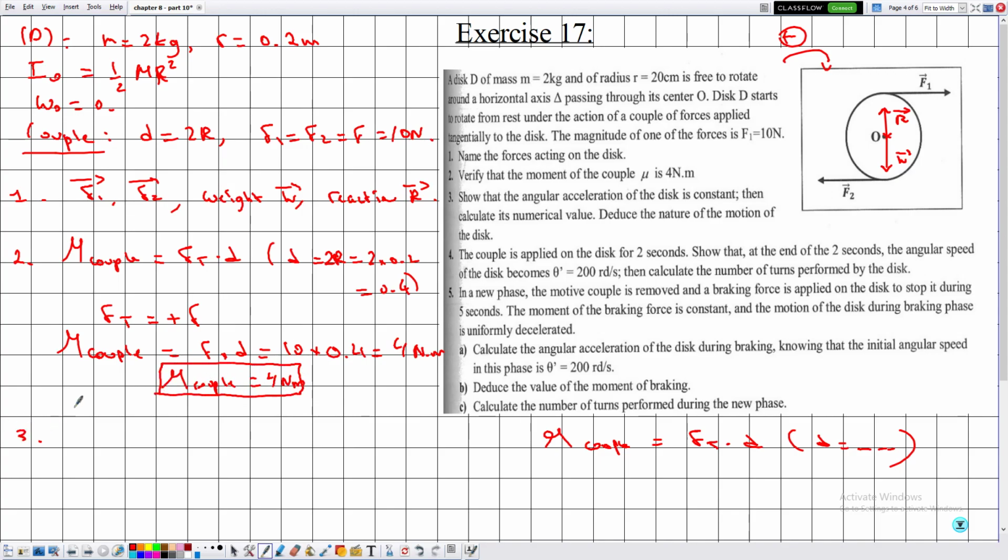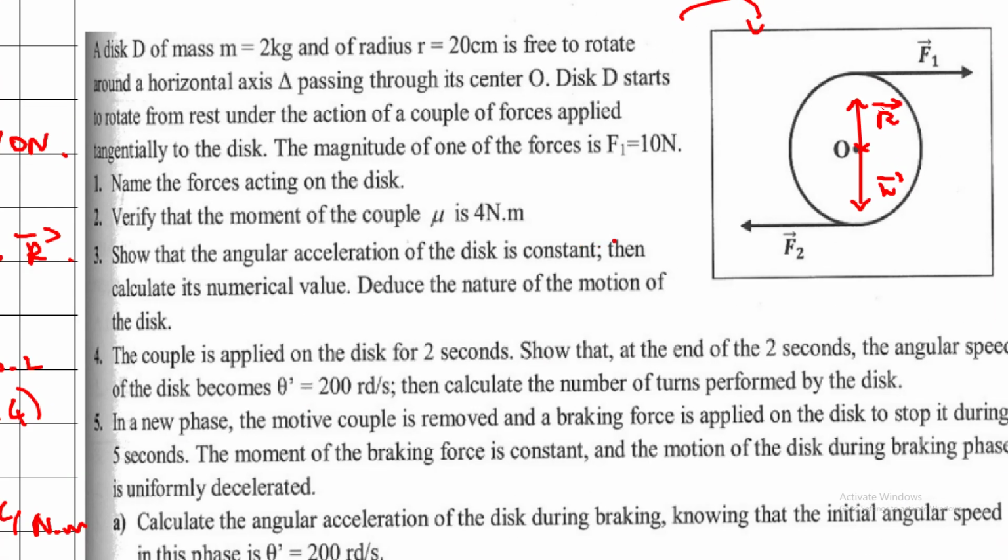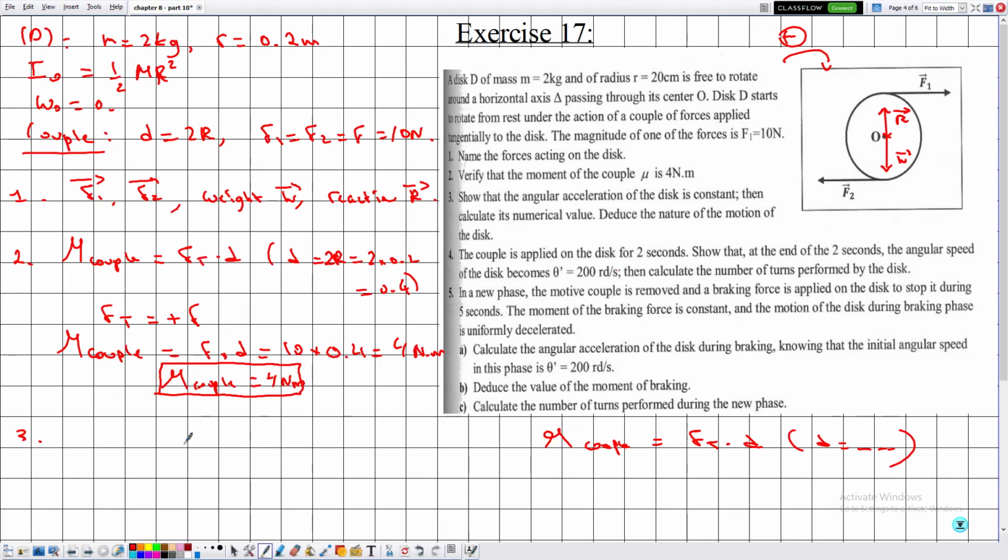Now in number 3 they are telling me to show that the angular acceleration of the disk is constant, and in order to determine the angular acceleration we need to refer to Newton's second law for rotation. So apply Newton's second law of rotation.